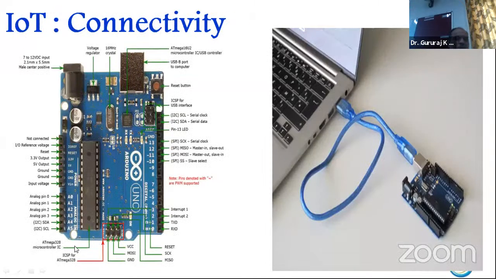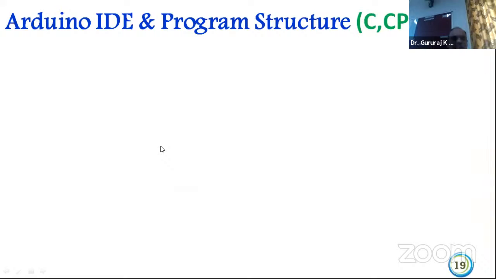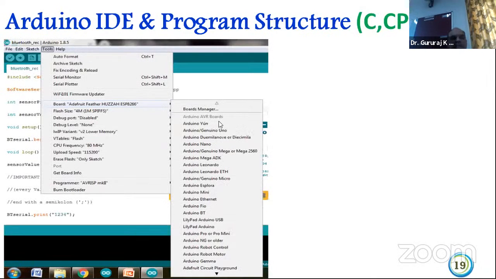ATmega 328 microcontroller IC that we have. Based on the device that I have, I can select the Arduino board that I am working with. Whichever device I have, I have to select that particular Arduino board. Then I have to set the flash size. Again, when we purchase this Arduino board, it specifies what the flash size is. I have to set that flash size.